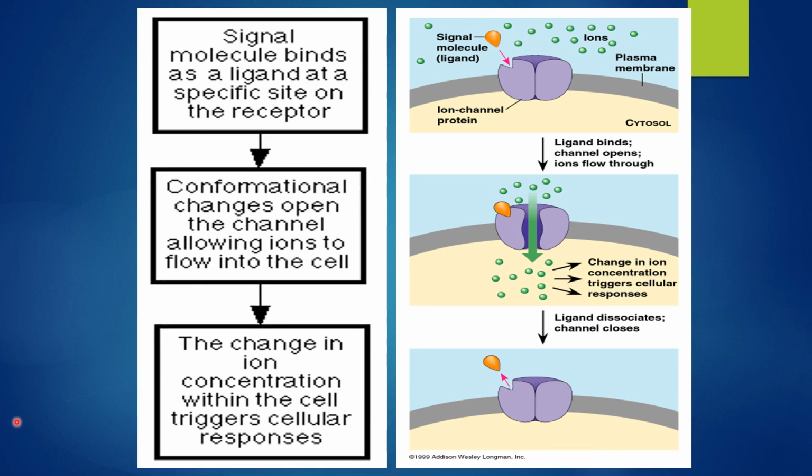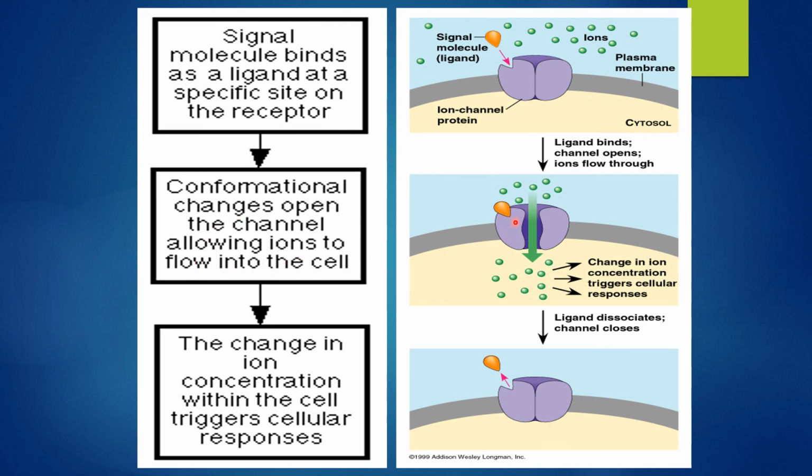See here, this is an ion channel. So these all are ions. There is a plasma membrane and there is a ligand. So consider this is a ligand gated channel. A single molecule binds to a ligand at a specific site on a receptor. So the molecule is binding to a receptor. Conformational changes open the channel and allow the ions to flow through the cell.